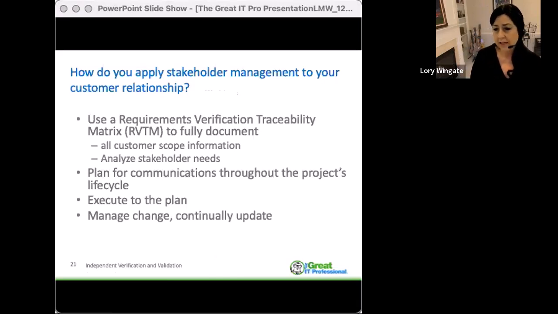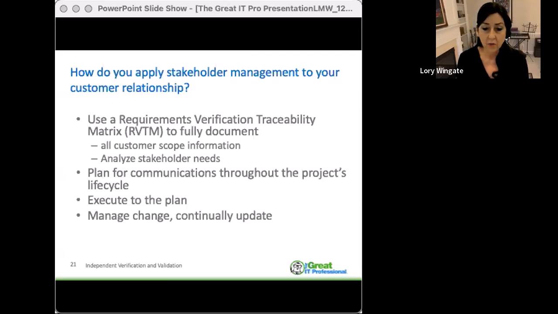So how do we apply stakeholder management to customer relationship management? Again, we're going to pull in some systems engineering methodology to help us along. And I particularly like to use a requirements verification traceability matrix. The acronym is RVTM, to fully document all customer scope information. It can work in any project management methodology that you're using. And I'm going to show you a spreadsheet model on this in the next slide or two, so you can get a sense of how you set this up.